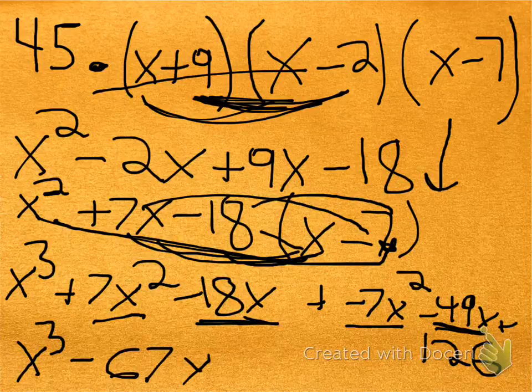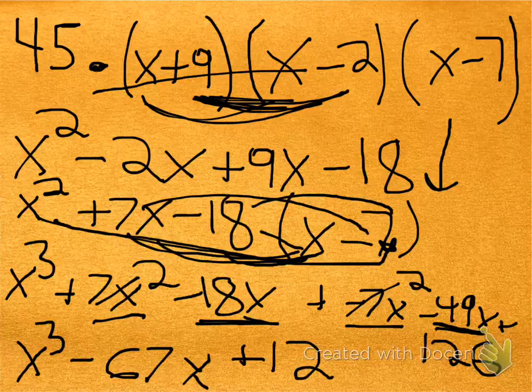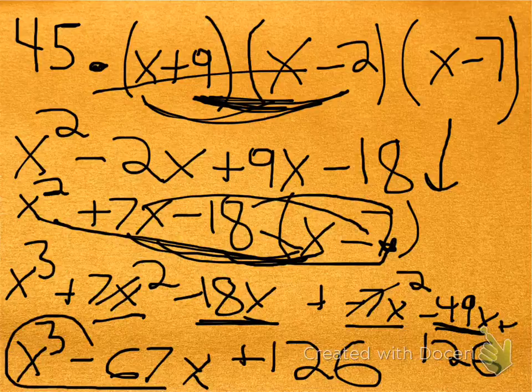Remember, usually there'd be an x squared there in most problems, but ours happened to cancel out in this problem. And then there's no other terms without a variable, so it would just be 126. So x cubed minus 67x plus 126 would be your final answer.